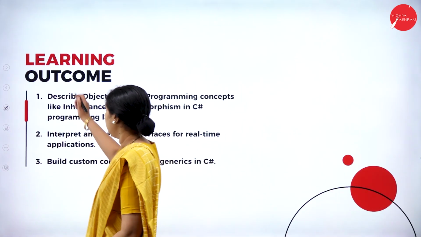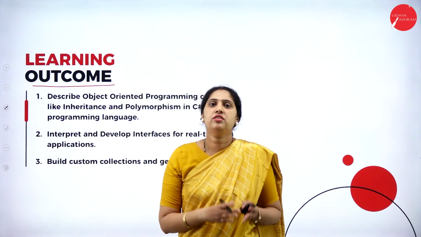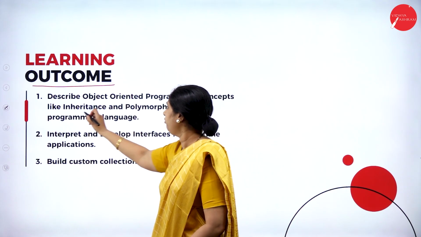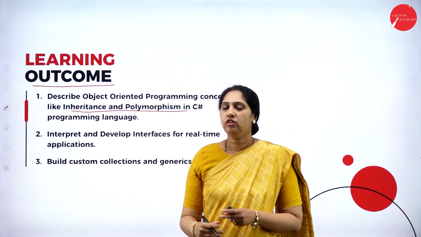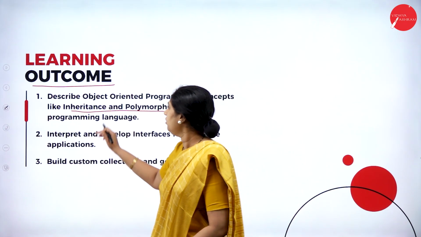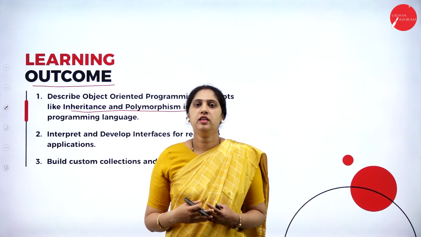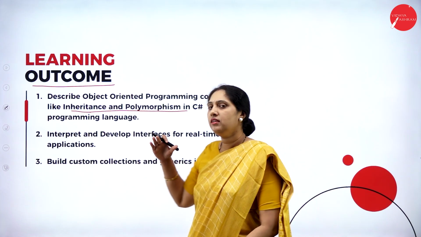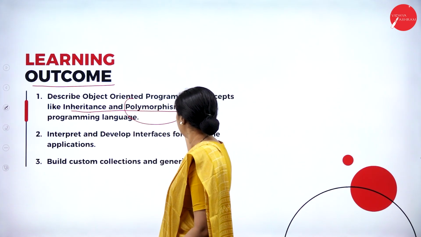Next is the learning outcome. When you finish this subject, when you finish revising all the 3 units, you will be familiar with the OOPs concept. What is OOPs? I already told: object-oriented programming language. In that, what is inheritance? We say we inherit the properties of a parent. The same concept is applied here, but with a different methodology. We use coding here. Next, polymorphism.